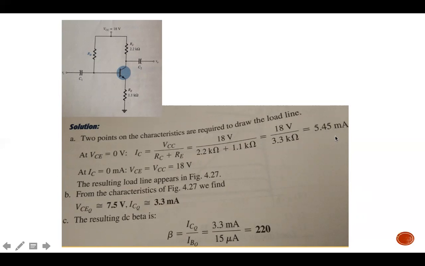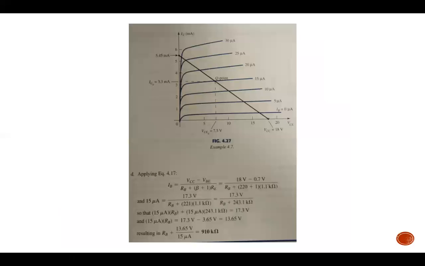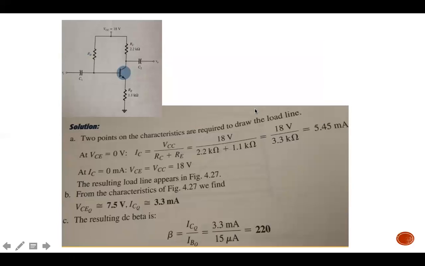So this is 5.5 milliampere. When IC equals 0 milliamp, VCE equals VCC, so VCC equals 18 volt. The resulting load line appears in figure 4.27, this one. So you will find the VCE and the IC saturation points, and you just draw the line here. This is the DC load line.